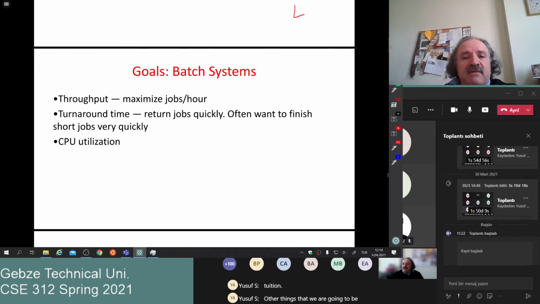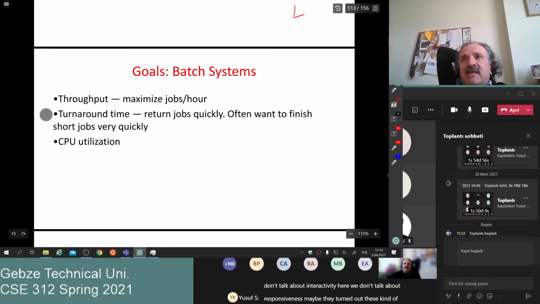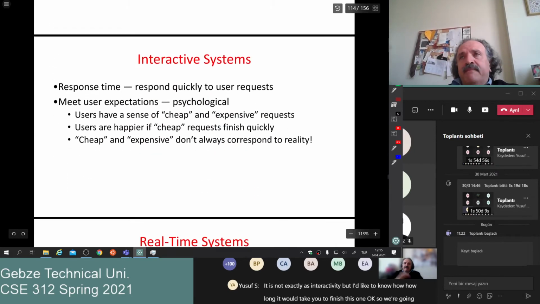So throughput, turnaround time, and CPU utilization are the things that we are going to be careful about. As you see, we don't talk about interactivity here. We don't talk about responsiveness. Maybe the turnaround is kind of responsiveness. If I submit this payroll job, how long will it take you to complete? Well, that's the turnaround time, right? It is not exactly interactivity, but I like to know how long it would take you to finish this one. Okay, so we are going to look at them one by one.